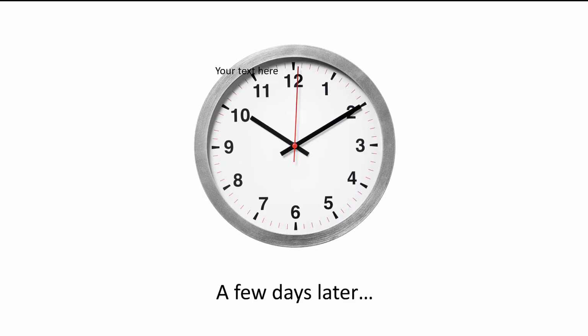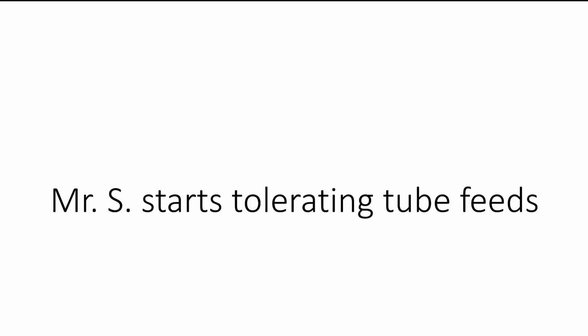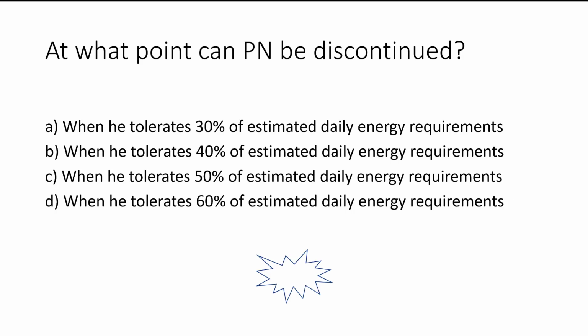A few more days later, you find out that Mr. S started tolerating tube feeds. At what point can parenteral nutrition be discontinued? When he tolerates 30% of estimated daily energy requirements, 40%, 50% or 60%? The answer is 60%.